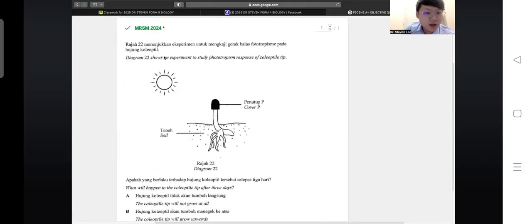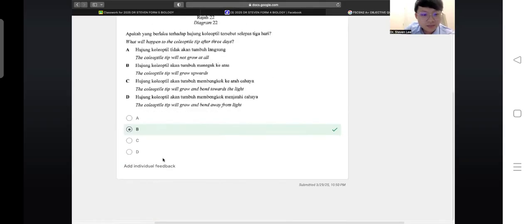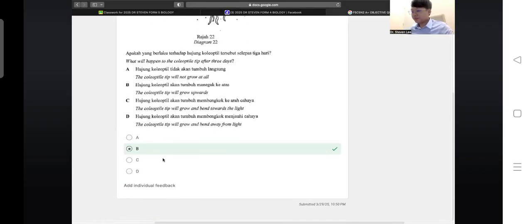MRSM trial 2024. The diagram shows phototropism. So once again, they put an opaque cover. So they will definitely grow upwards. Which one is it? Answer is B. Okay, that's all. 12 questions.